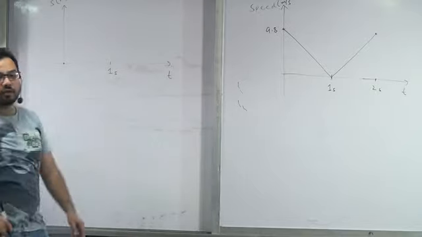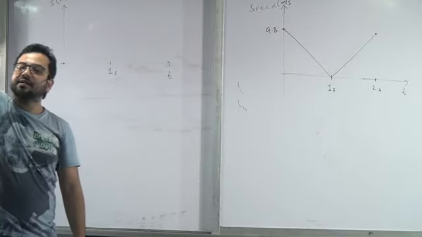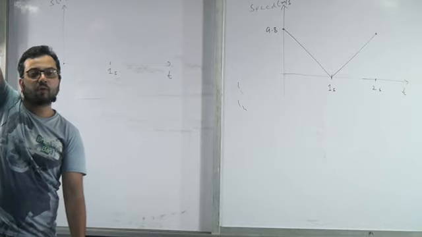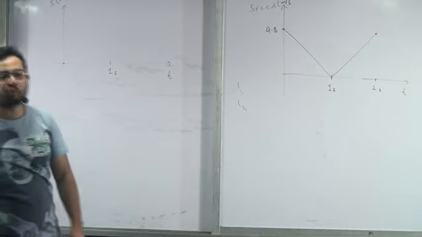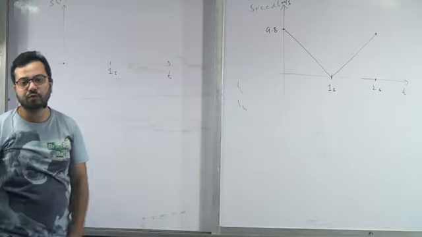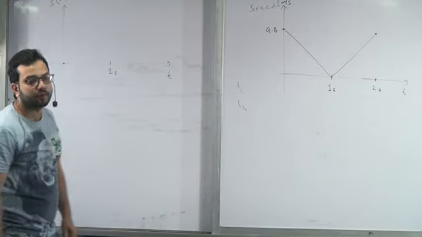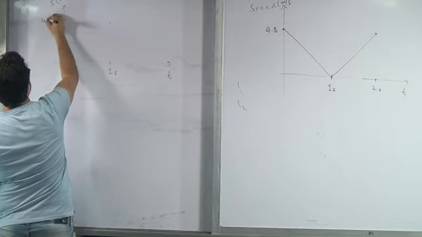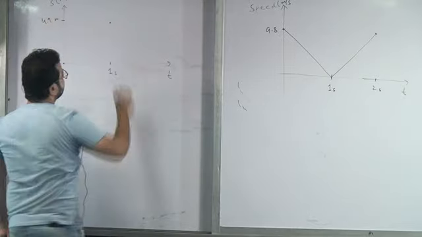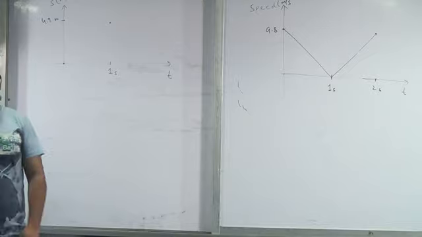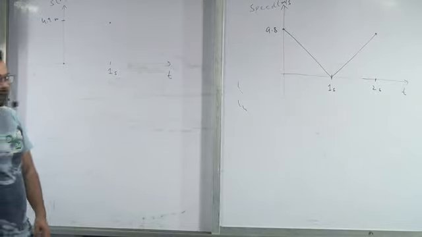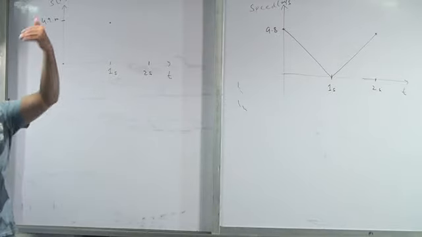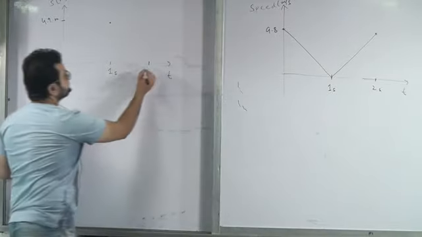What is the displacement after 1 second? It is at the maximum height. So what is that distance? The maximum height is u square by 2g. So that will be how much? 4.9 meter. Alright. So at 1 second, the displacement is 4.9 meter. After 2 seconds, what is the displacement? 0, because it comes back to the original position.